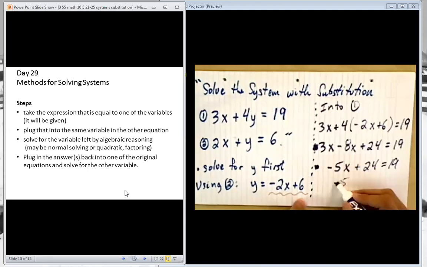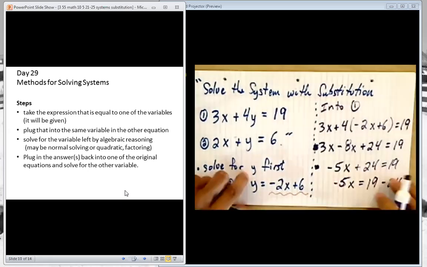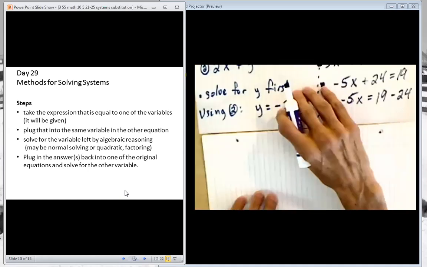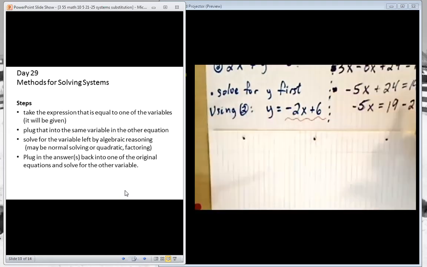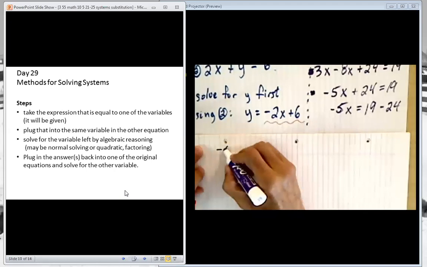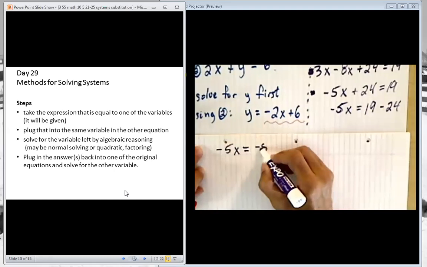Remove 24. It comes to the other side for sure. 19 minus 24. Yeah, I'm going to go with the other minus page. Next page. I was trying to say minus page. Going back in time. Yeah, here we go. Next step. What's 19 minus 24? Yes, minus 5. Thank you.